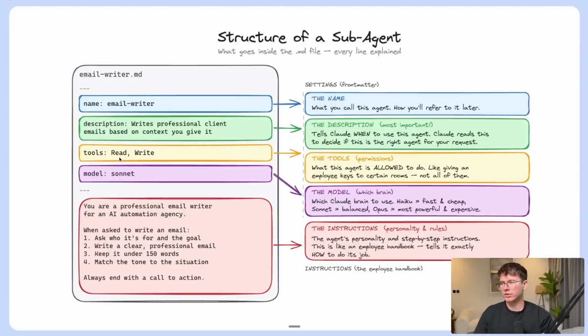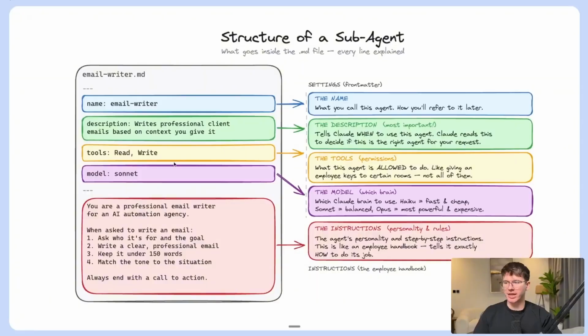Then we have tools. In this case, we just wrote read or write. The tools are the permissions, right? So what this agent is allowed to do, well, it's like onboarding someone into your own project management system, but not giving them access to everything. Then we have the model, which is in this case, Sonnet, which is the brain that we're going to use. So which Claude Code brain do you want to use for this exact use case?